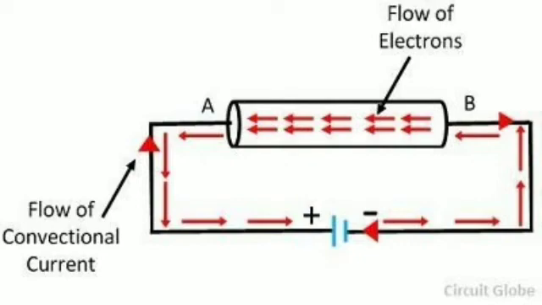Hello everyone. Today we are going to learn some basic concepts of current electricity. As you can see, AB is a conductor wire in which the charges are flowing.